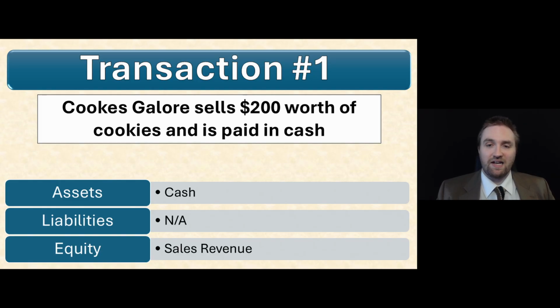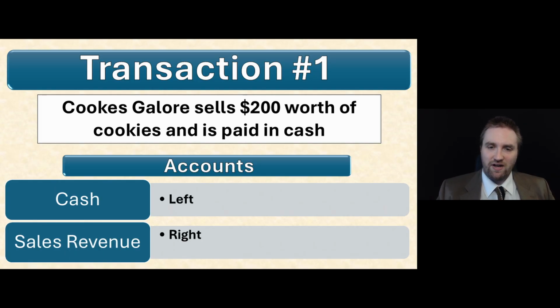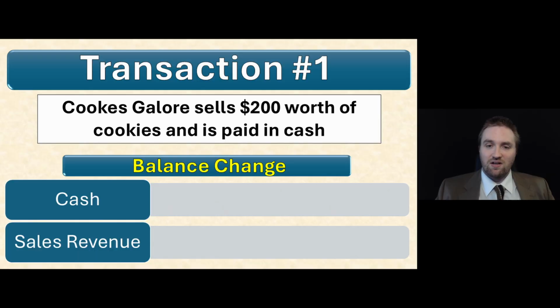Now that we've identified that cash is on the left-hand side and sales revenue is on the right-hand side, we know that debits are left and credits are right, so this means that the cash account is a debit account and sales revenue account is a credit account. To record this transaction, we need to increase the cash account by $200 and the sales revenue account by $200. Debits and credits change money balances in an account, so increase this account by using their normal balances.